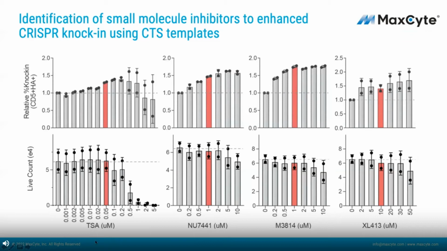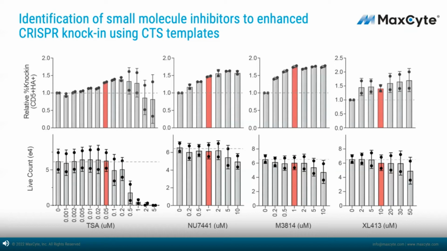And there are 4 drugs shown here: TSA on the left, NU7441 in the middle left, M3814 in the middle right, and XL413 on the right here, each with different mechanisms of action.